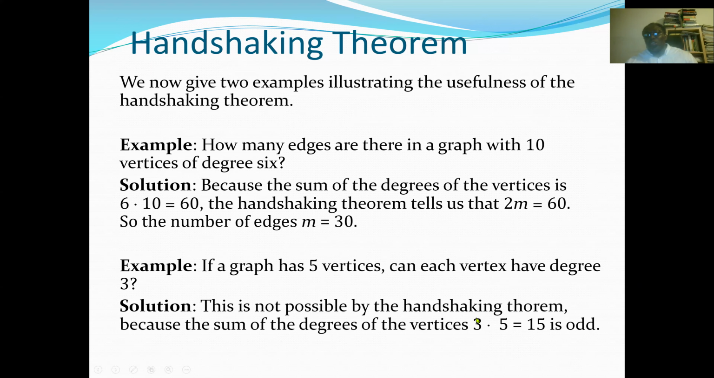So the first thing we do here is find the sum of the degrees of the vertices in the whole graph. The question says 5 vertices, each vertex has degree 3, so the sum will be 15. Since it's an odd number, we cannot do that. It's impossible. It cannot have a degree of 3.